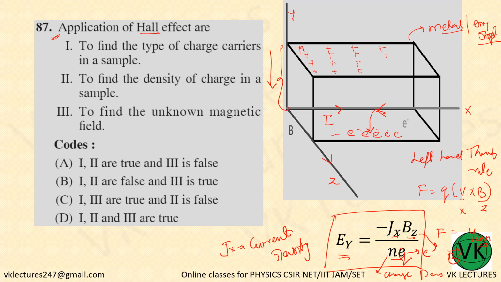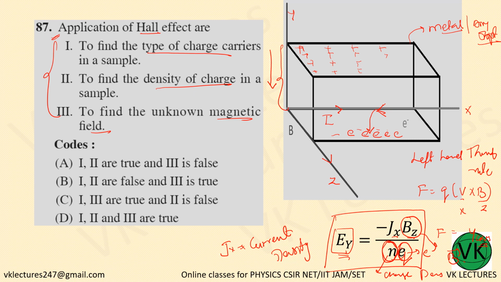Now if this can be found out, see which quantities we can find. You can find the magnetic field, the type of the charge, and the density of the charge. So it can be used to find the type of charge carriers, the density of the charge, and an unknown magnetic field. So all three given options are correct.